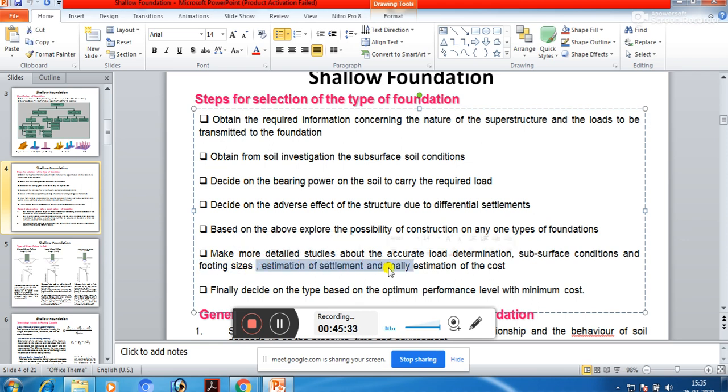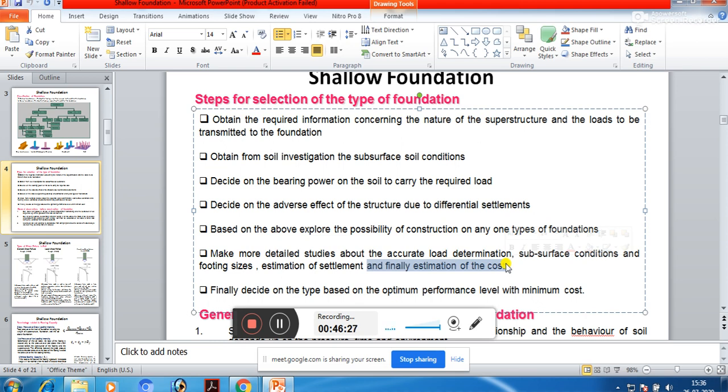And also along with that you will have to estimate the settlement of the foundation. If you do not estimate the settlement of the foundation, then your foundation design may totally fail if there is excessive settlement. So you need to always check the foundation settlement criteria before deciding on any foundation, and then finally estimate the cost of the foundation. Okay, so you will have to give the client a solution which will be safe enough, which will be economic enough, and which will be based on the accurate calculation of load determination from the superstructure, as well as the study of the condition of the subsurface.